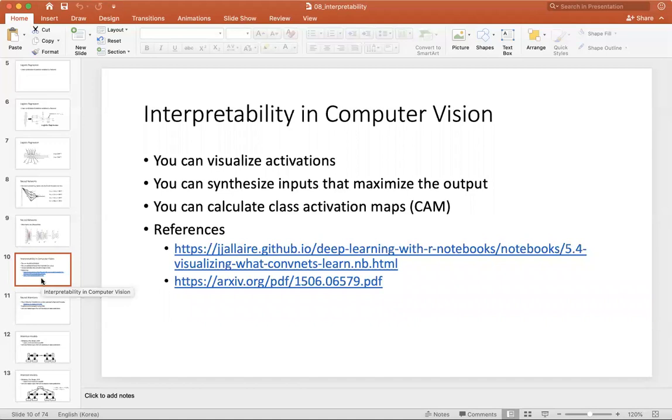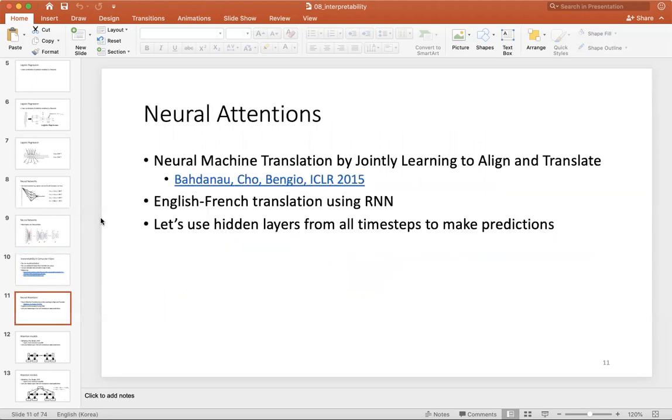So yeah, we looked at three approaches based on the gradients. The first one is not really related to gradients; it's visualizing the activation maps, I mean, the activations of the intermediate layers. Another is synthesizing your inputs so as to maximize a specific output node. And the third was class activation maps, the one with the elephants. So that will be the wrap, and then we'll turn to neural attention.